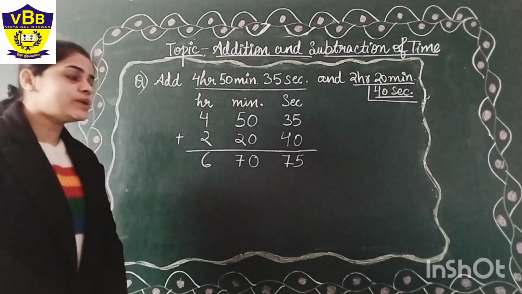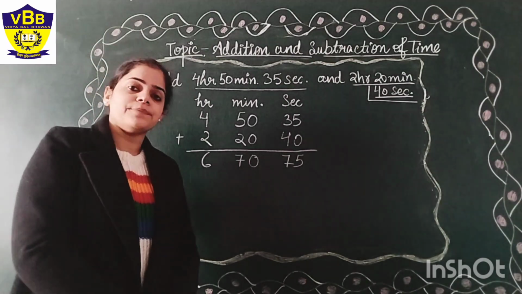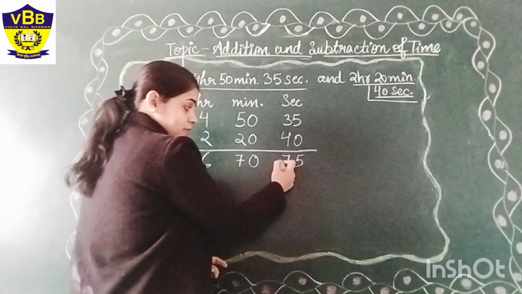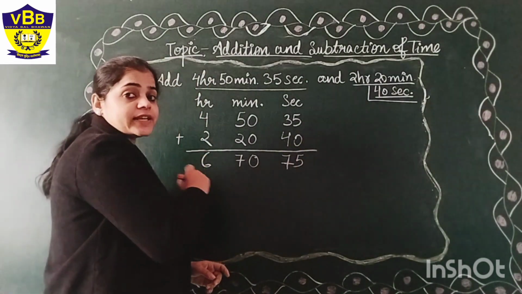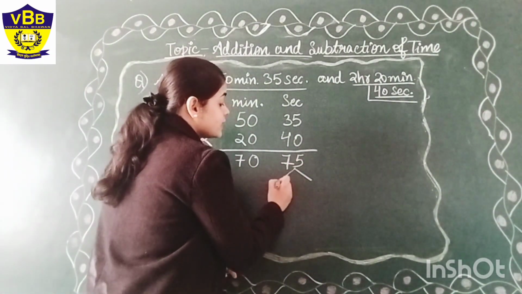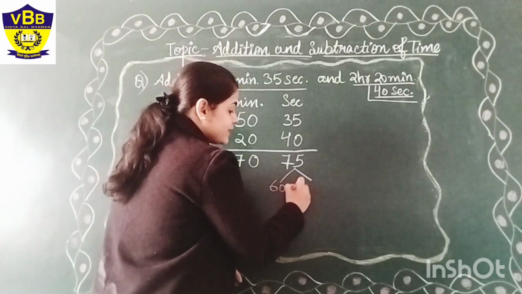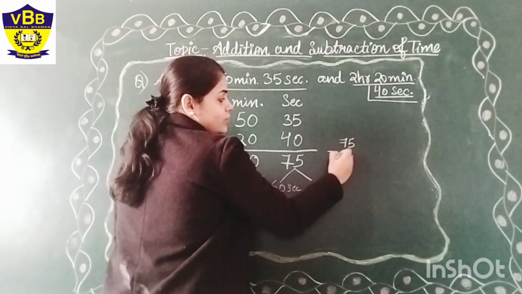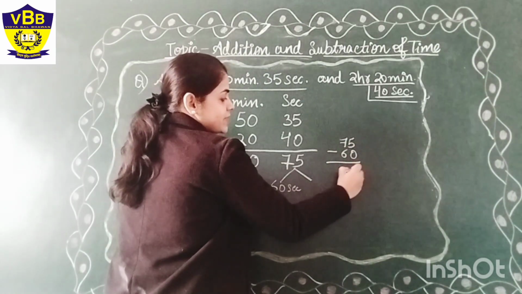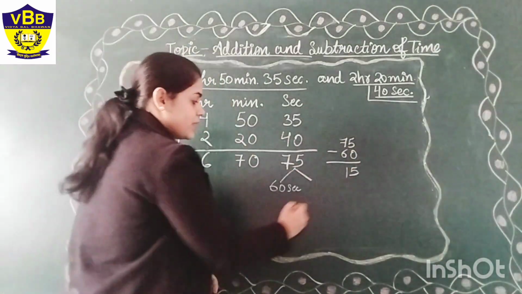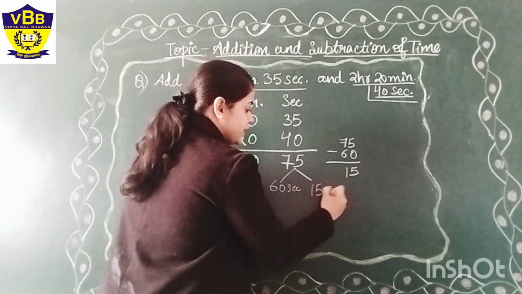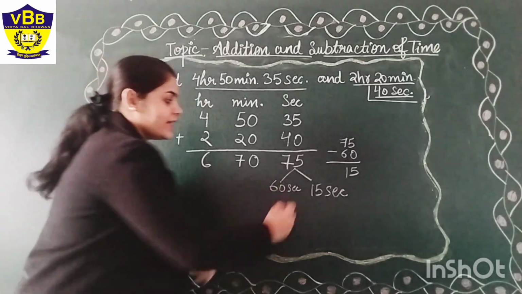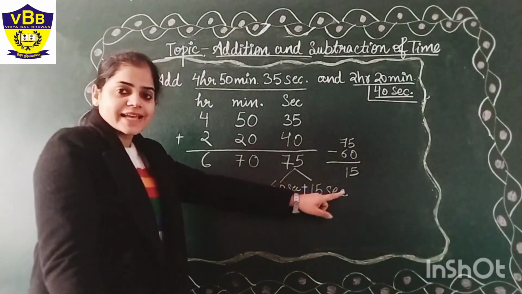1 minute is equal to 60 seconds. It can go up to 60 seconds only. So what will we do here? We will split this 75 seconds into 60 seconds plus whatever remains after 60. We will do 75 minus 60. 15 seconds remains here. So it is actually the combination of 60 seconds plus 15 seconds.